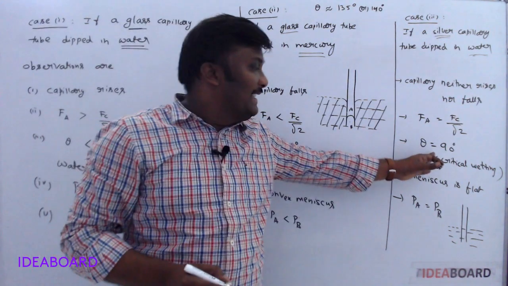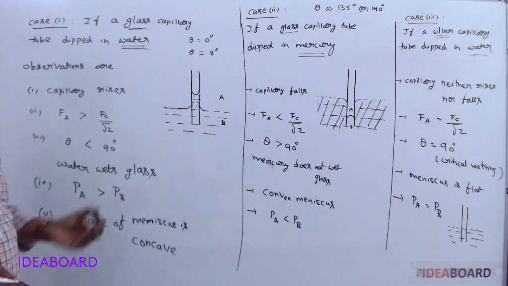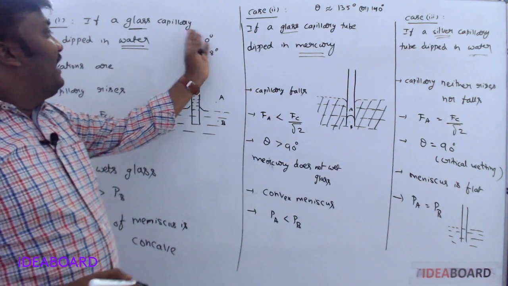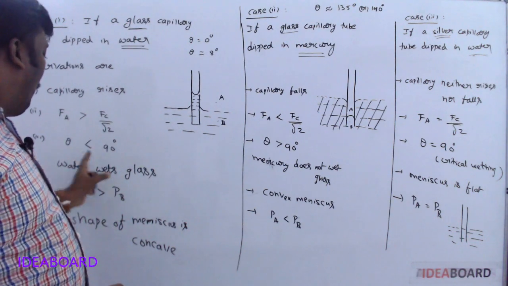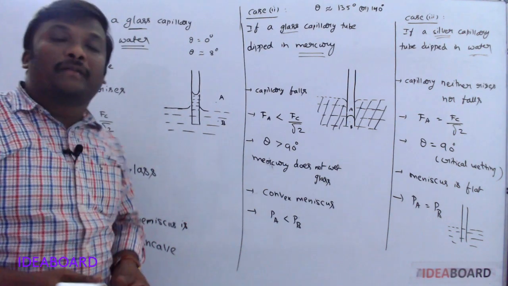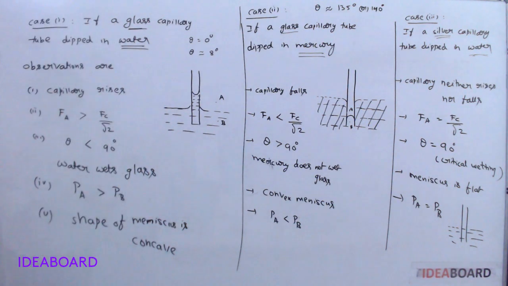Here the angle of contact is exactly 90 degree. 8 degree is less than 90 degree. So for any value given less than 90 degree, capillary always rises and water wets the glass and the shape of the meniscus is concave. Clear? Note down.